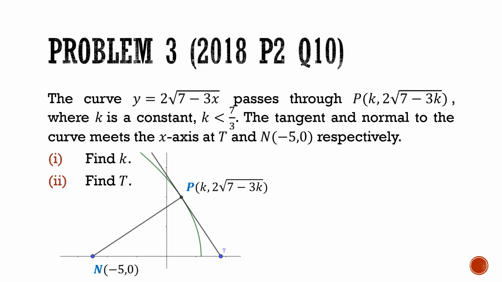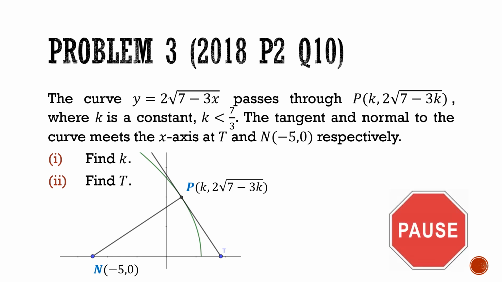Problem number 3. The curve y equals 2 square root of (7 minus 3x) passes through the point P, with coordinates (k, 2 square root of (7 minus 3k)), where k is a constant less than 7/3. The tangent and normal to the curve meet the x-axis at T and N, the latter at the point (-5, 0), respectively. So part I, find the value of k, and part II, find the coordinates of T. Pause the video here and give this question a good try.